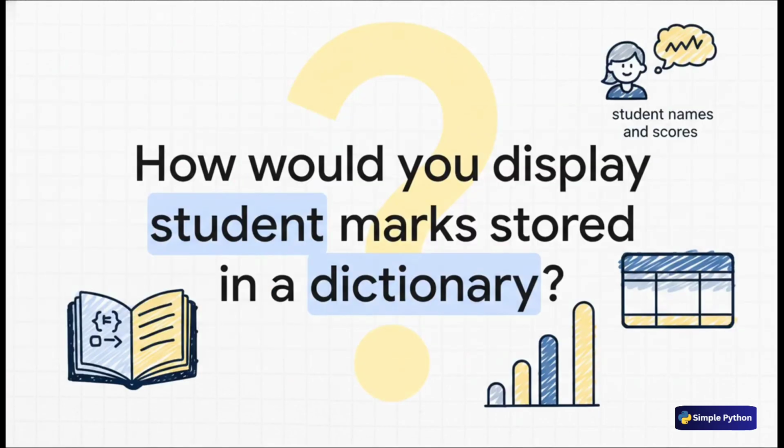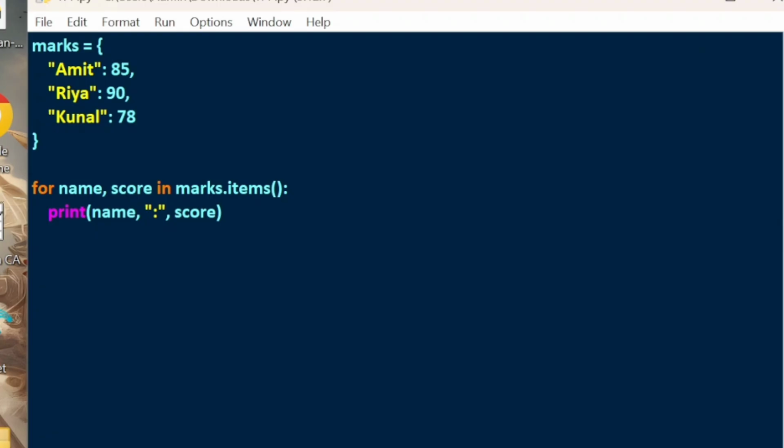Awesome. Okay, let's tackle another one. This time, we're going to switch gears and use a dictionary. So picture this. We've got a dictionary that stores student names and their scores. How do we pull that info out and display it in a way that makes sense? And this is a really elegant way to do it. Take a look at that for loop.